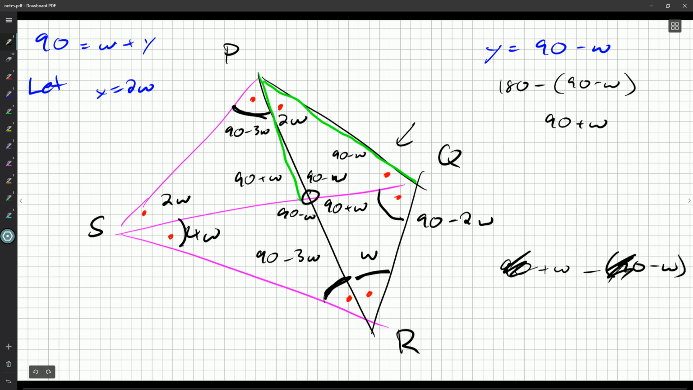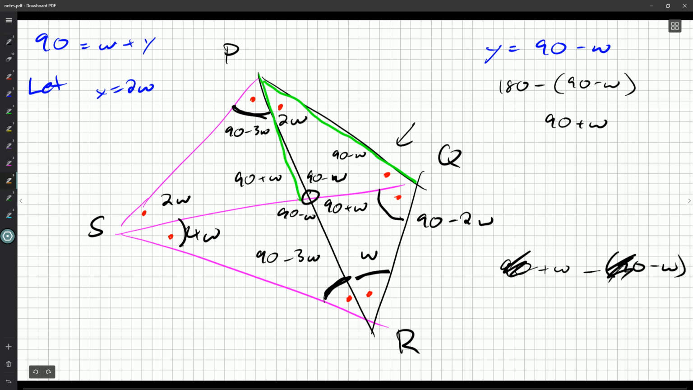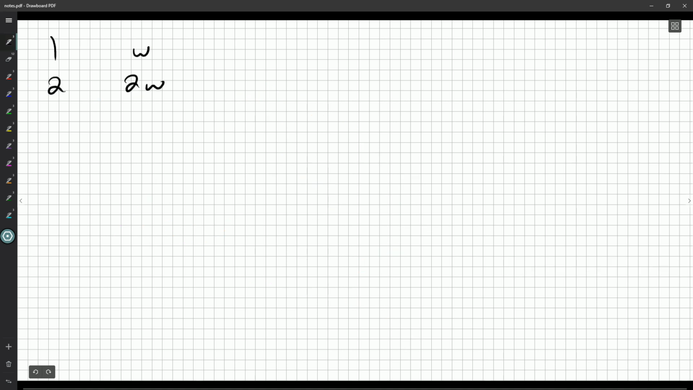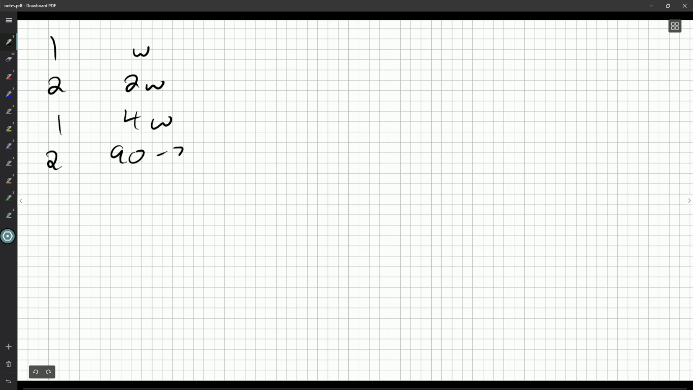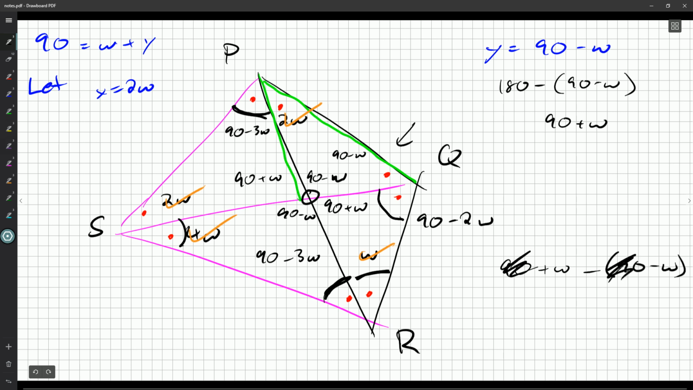No, this was called O, I think. So OPQ is congruent to QSP. That's kind of cool. We don't really need that, but that's kind of cool. So we only have so many angles. We've got 1 W. We've got 2 copies of 2W. Let's just check them off. So the 2Ws, got 1W. We've got 1 copy of 4W, which will never be a prime. 2 copies of 90 minus 3W. Let's do the 90 minus 2W now. We've got 1 90 minus 2W, 3 90 minus W's.